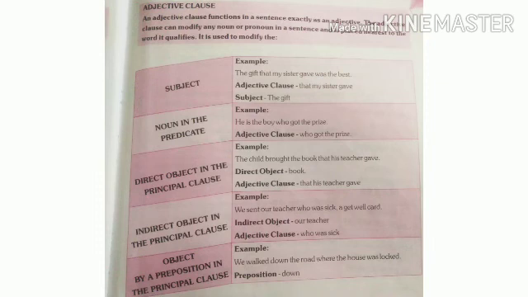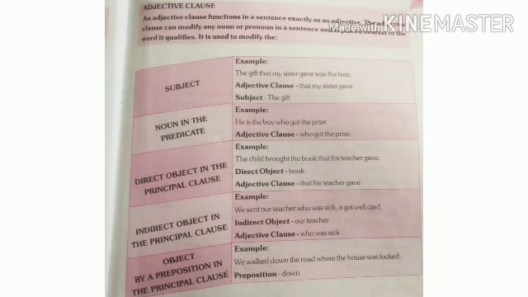Now let us see how an adjective clause modifies the noun in the predicate. He is the boy who got the prize. Here, he is the boy is the main clause and he is the subject and boy is the noun that lies in the predicate. So, who got the prize is the subordinate clause which is modifying the boy. It is modifying the noun boy which lies in the predicate.